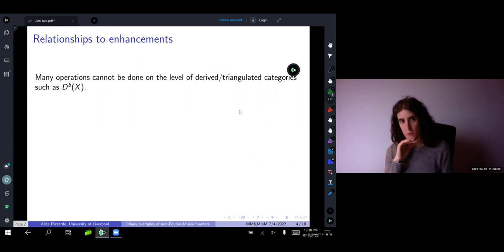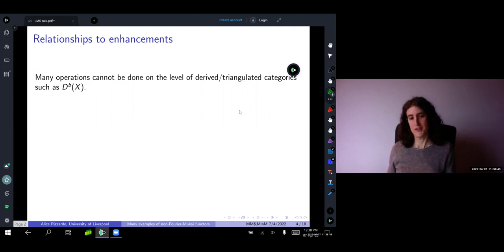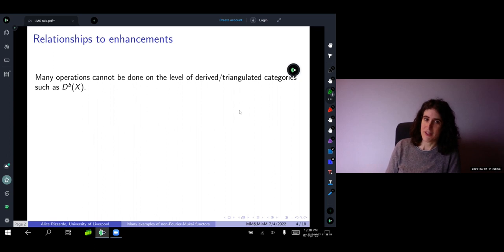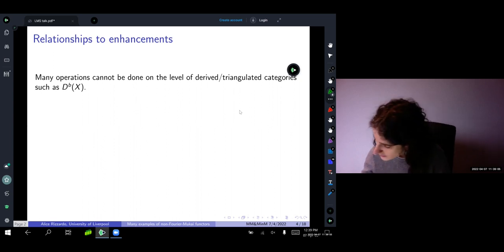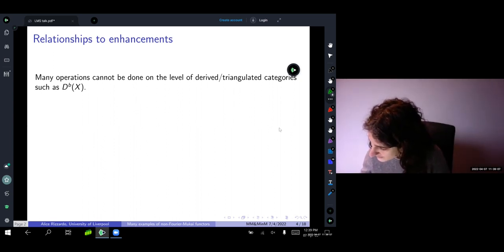So first of all, what is an enhancement and why do we want it? The problem with derived categories is that in some sense, they are very nice, and in some sense, they are not so nice, and there's some issue with them.